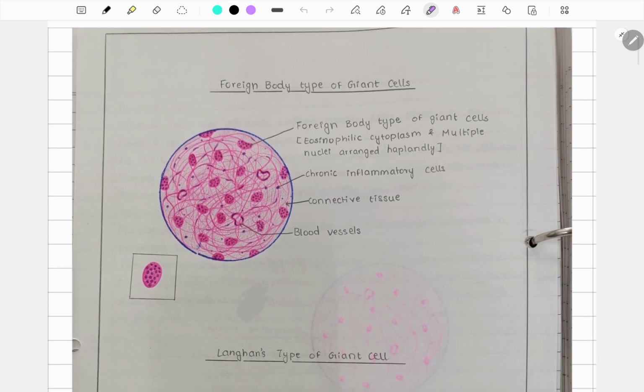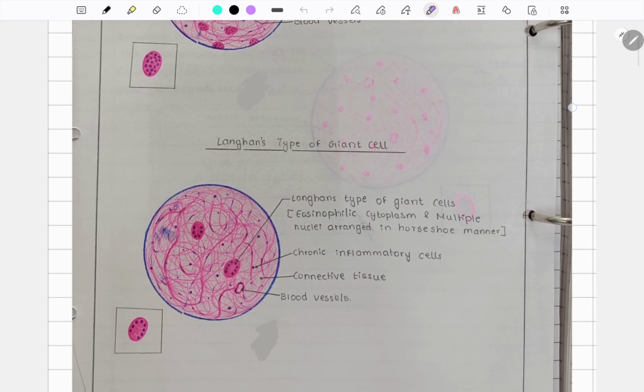Next is foreign body type giant cells, and in foreign body type giant cells there is a bigger cell which you can see, and there are multiple nuclei present inside that, and those nuclei are scattered throughout the cytoplasm. So this is the identification feature for foreign body type giant cell, and also you will see chronic inflammatory cells, and you need to draw the same in the diagram too, and also the blood vessels. So this will be your diagram for foreign body type giant cells.